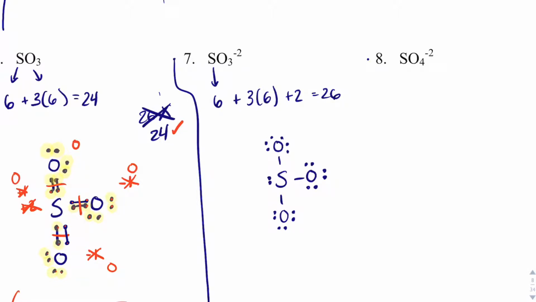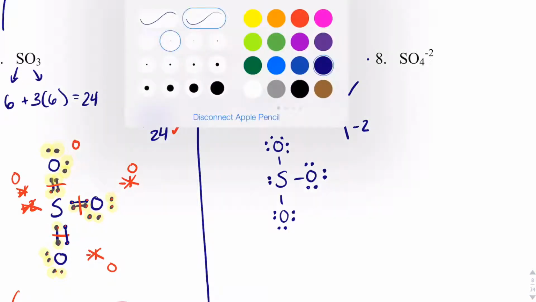And I get something that looks like this. I'm going to go through and count 2, 4, 6, 8, 10, 12, 14, 16, 18, 20, 22, 24, 26. So my count is good. And I'll put a bracket on it. And if sulfur was in the second energy level, I wouldn't have to change anything. But sulfur is in the third energy level, so what I need to do is worry about formal charge.